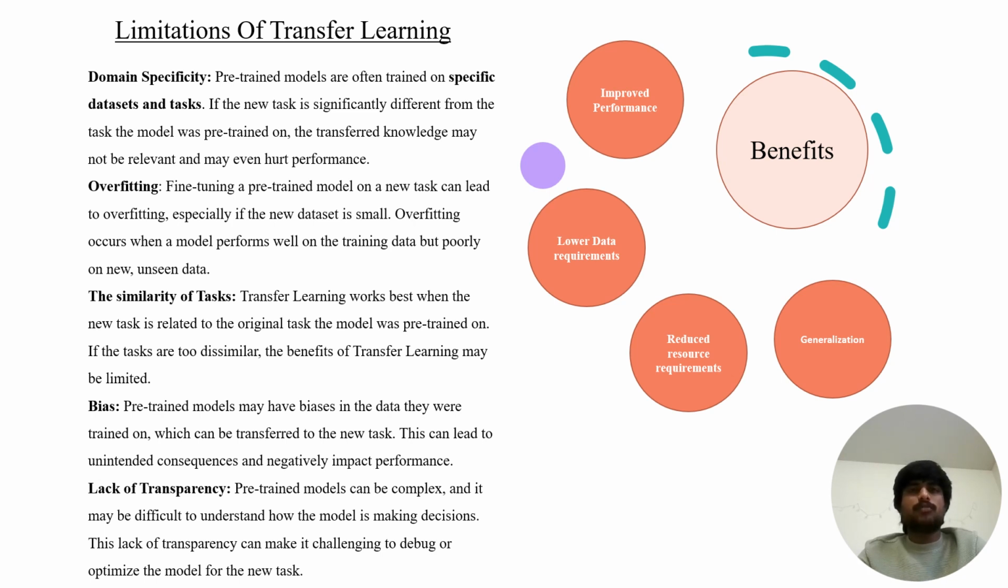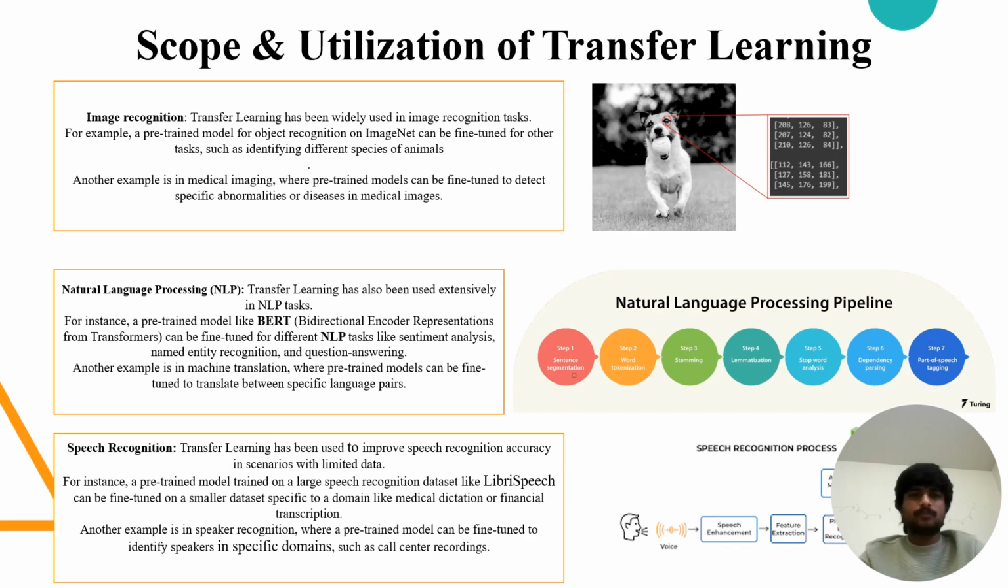In transfer learning, we generally use a pre-trained model, so we have to take only a specific dataset and task. It may not be very helpful for the new model, and it may lead to overfitting. The similarity of tasks can also be very dissimilar, so the benefits of transfer learning may be limited. Sometimes it may lead to bias between pre-trained models, as when they are transferred to new tasks, it can lead to unintended consequences and negatively impact performance, and it may also result in a lack of transparency.